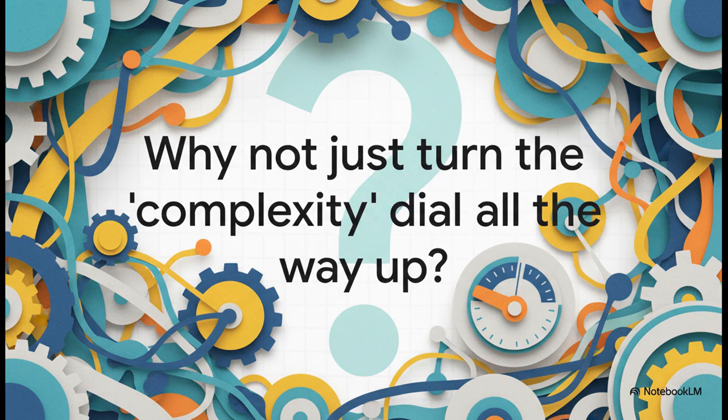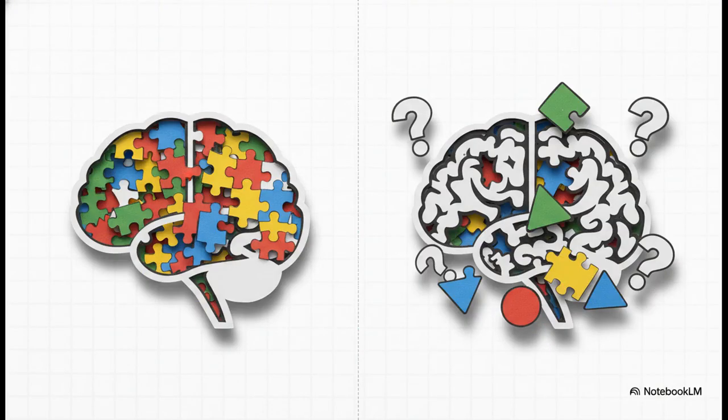It's a tempting thought, isn't it? If a bigger, more complex network can learn more stuff, why not just crank that dial all the way to 11 and let it figure everything out? And here's the trap. This is what's known as overfitting.